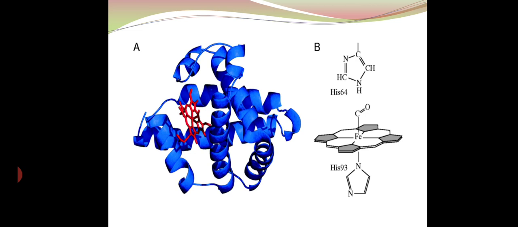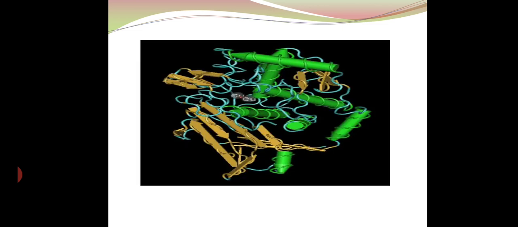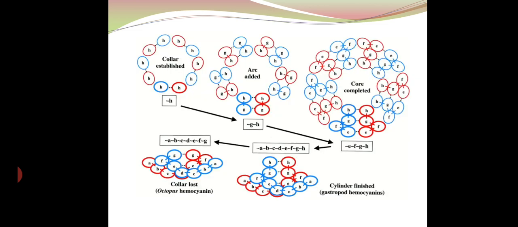The molecular structure. Next one is the hemocyanin, the main non-heme respiratory pigment. It has wide occurrence, always present in colloidal solution. It's a copper-bearing protein. It is blue in color, found in the main phyla of invertebrates, molluscs and arthropoda. Its molecular weight is 50,000 kilodalton in molluscs, and arthropoda has 74,000 kilodalton. This is the molecular structure of hemocyanin.